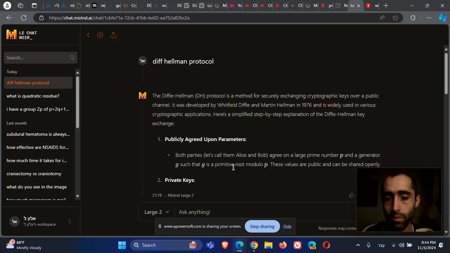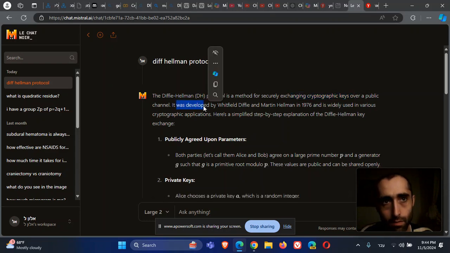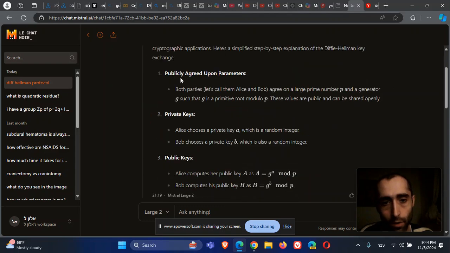So let's read a little bit about the Diffie-Hellman protocol. The idea is to exchange cryptographic keys in the not secure channel, in the public channel. So let's see how it works.